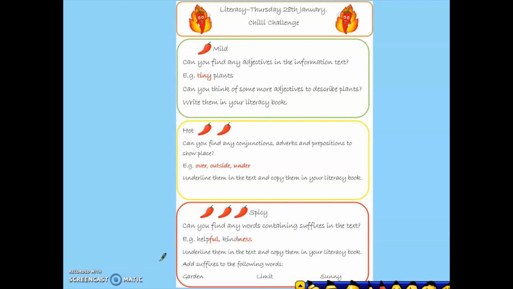Sunny is a bit of a trick one. There's a special spelling rule there that we're going to learn about. So I'll be really impressed if you manage that one. Read carefully through each paragraph while you're analysing it. You might learn some new words that you could use in your own pop-up book information.